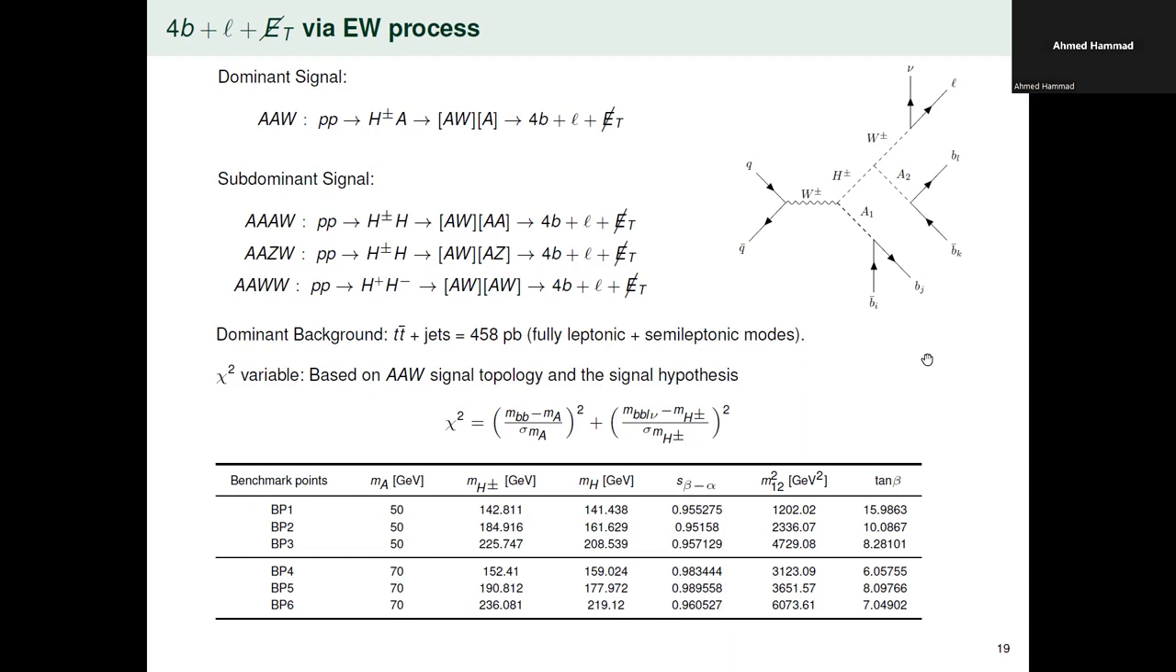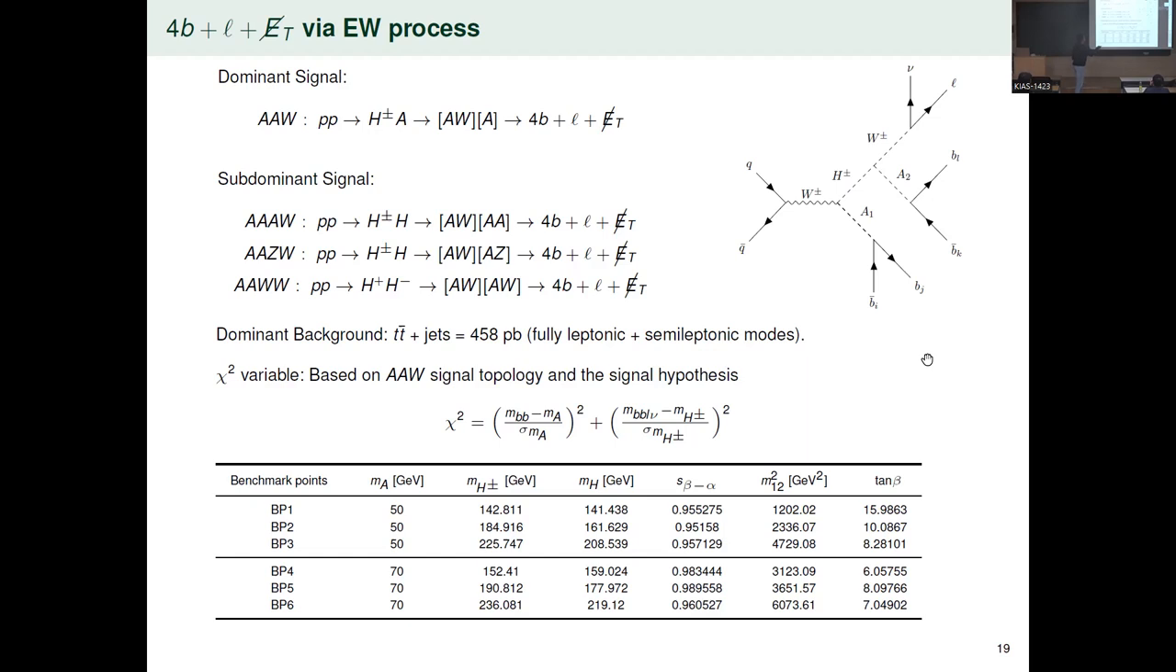Okay. Thank you for this clarification. Thank you. Throughout my talk, I am restricted only to type 1. Okay, sorry if I missed that. So, fermionphobic type 1 two-Higgs-doublet model. Okay, thank you. So the chi-square is based on the signal topology, and we also use the signal hypothesis.